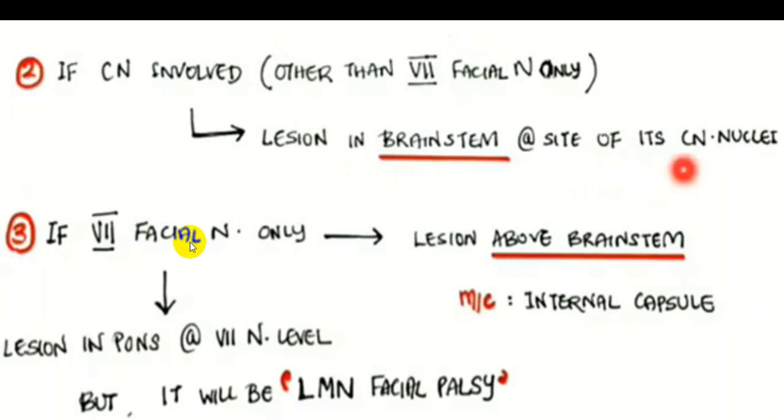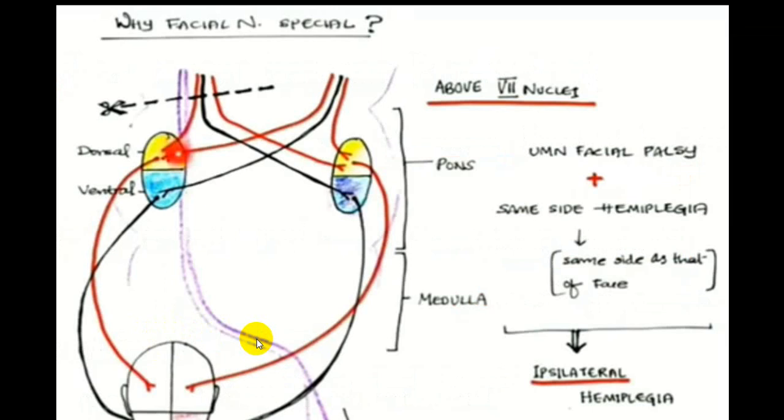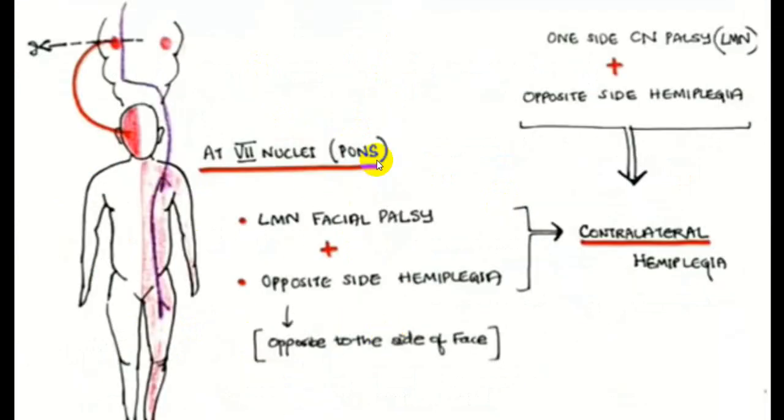If the facial nerve is involved, and if it is upper motor neuron, the lesion has to be above the brainstem. And if it is lower motor neuron, the lesion has to be at the level of the pons. Very, very simple. In lower motor neuron, the complete half of the face on the same side. In upper motor neuron, the lower half of the face on the opposite side. So that we have already explained.